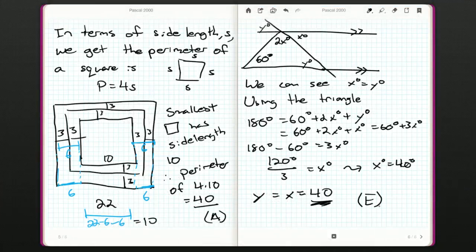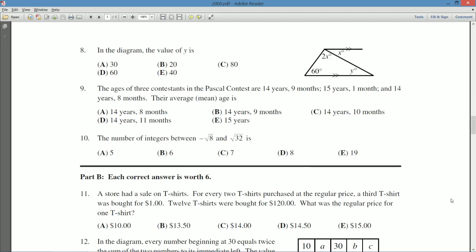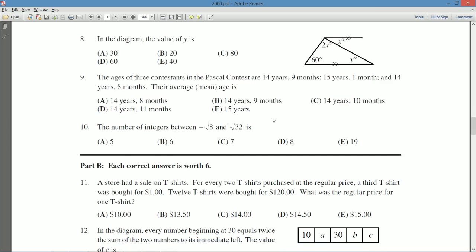Okay. So we get our answer of E, and let's skip over to the next page for question number 9, but we'll have to wait for question number 9 in the next video. So I'll see all of you then.